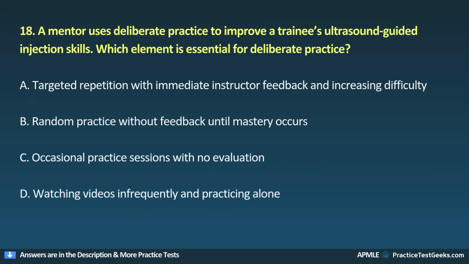18. A mentor uses deliberate practice to improve a trainee's ultrasound-guided injection skills. Which element is essential for deliberate practice? A. Targeted repetition with immediate instructor feedback and increasing difficulty. B. Random practice without feedback until mastery occurs. C. Occasional practice sessions with no evaluation. D. Watching videos infrequently and practicing alone.